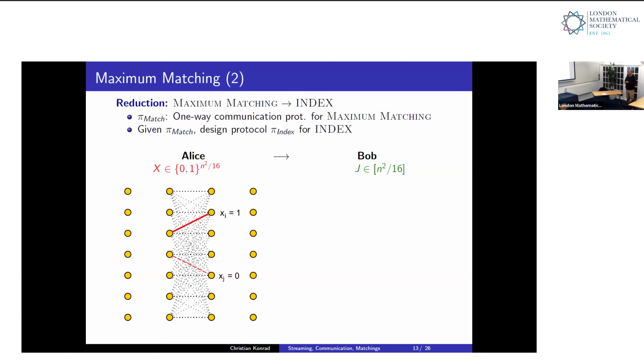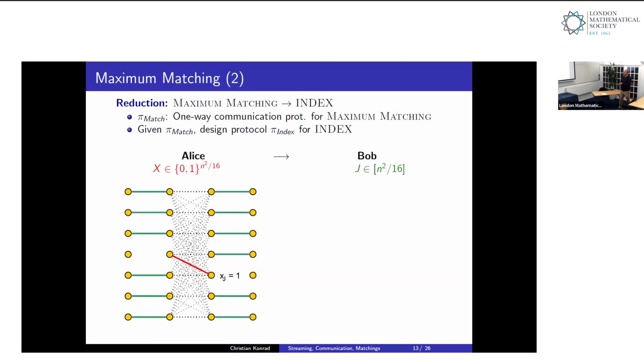So in other words, Alice, based on the input to index, constructs this graph, runs the protocol for maximum matching on that, sends a message to Bob, and now Bob has this index j. Now using this index j, Bob does the following. Bob knows the index j and also knows the edge slot here that corresponds to this index j. So Bob needs to find out whether this edge exists in the input graph. If it exists, we know the answer to index is 1. If it doesn't exist, the answer is 0.